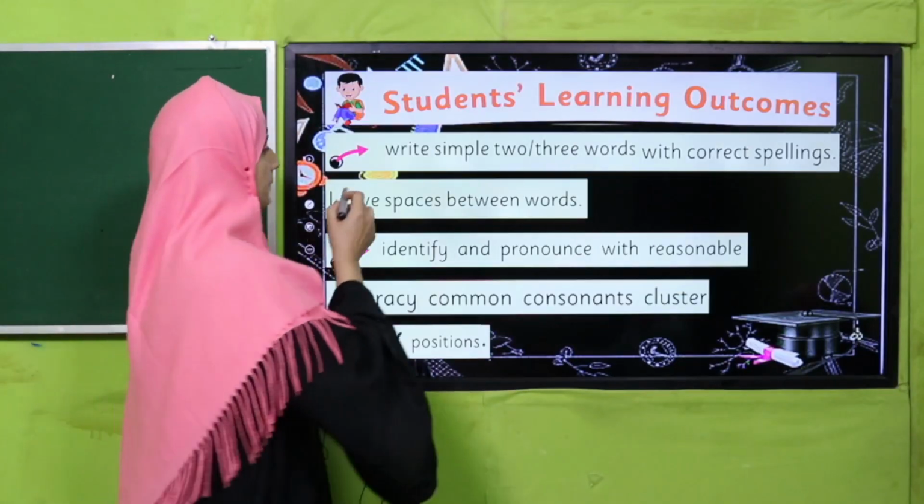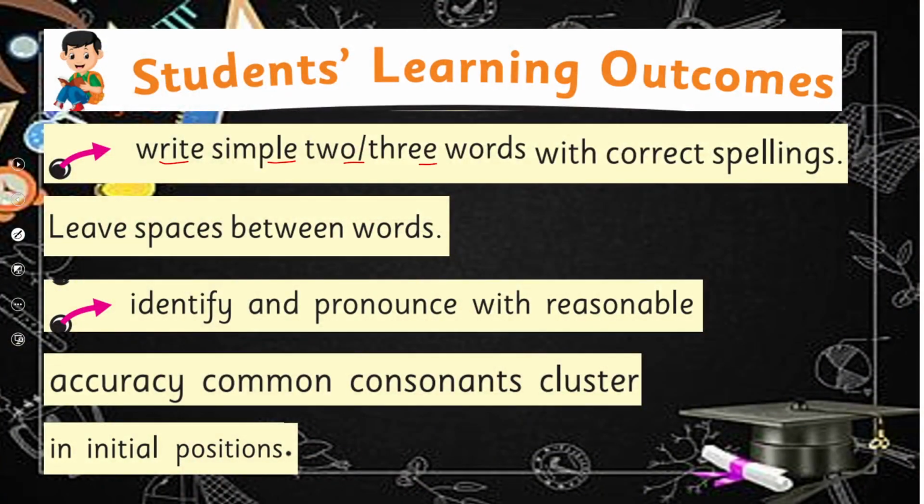Write simple 2-3 syllable words with correct spellings. Leave space between words. Identify and pronounce with reasonable accuracy common consonant clusters in initial positions. So today we are going to cover these as follows.